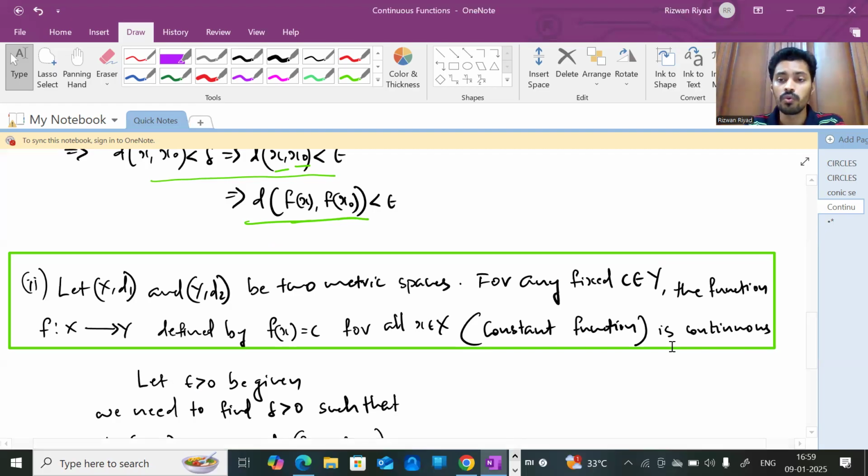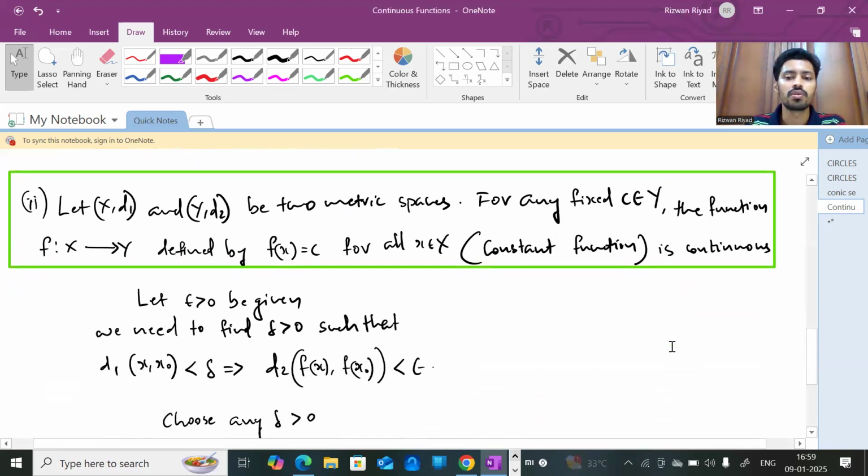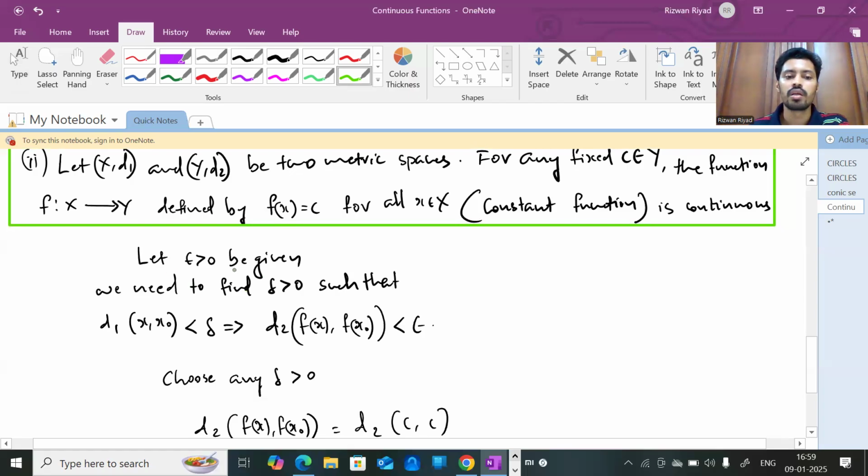We can prove this by the same method, using the definition. How can we prove that this function is continuous? Let epsilon greater than 0 be given. The definition of continuity is like that: for all epsilon greater than 0, we need to find a delta greater than 0 such that d1 of x comma x naught less than delta implies d2 of f of x comma f of x naught less than epsilon. If the distance between x and x naught is less than delta, then the distance between f of x and f of x naught will be less than epsilon. For any epsilon greater than 0, you will always find the corresponding delta.